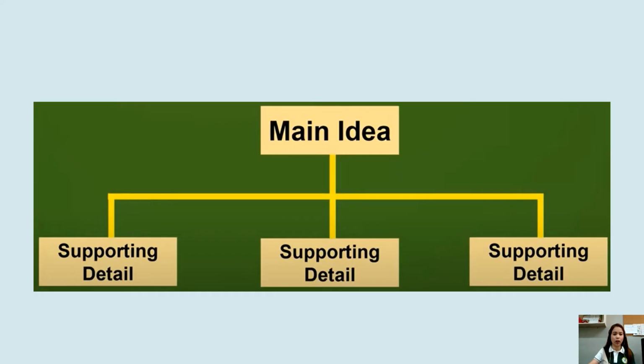Let's take a look at this chart. The chart below can be used to summarize the essential ideas of a text or passage. First, look for the main idea. Then, write at least three supporting details about the main idea. Okay?